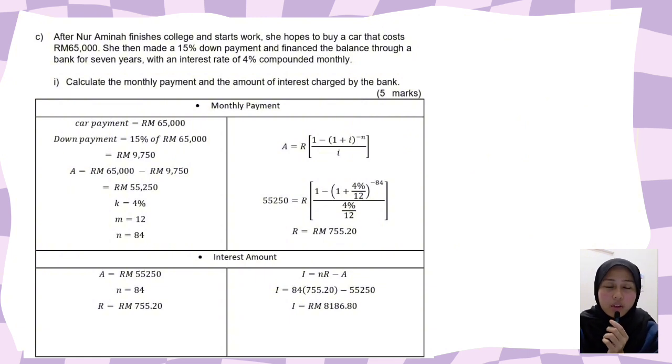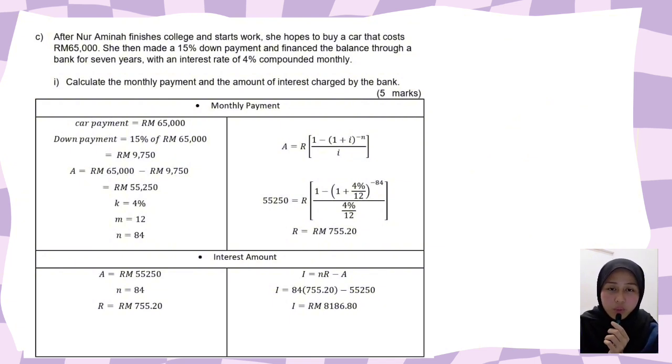charged by the bank. First, we need to list down all information that has been given in the sentences. First, car payment equals 65,000, down payment equals 15% of 65,000 equals 9,750 ringgit. A equals 65,000 minus 9,750 ringgit equals 55,250 ringgit. K equals 4%, M equals 12, N equals 84.